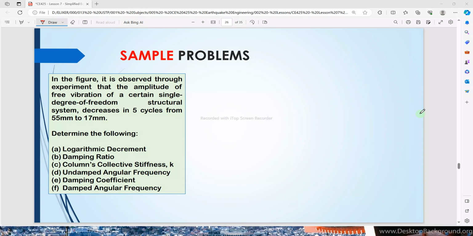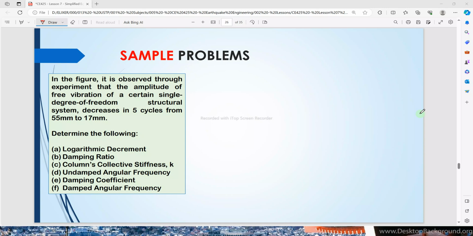Okay, future engineers, we have another problem here. This is also involving a single degree of freedom structure for our free vibration response. In a figure, it is observed through the experiment that the amplitude of free vibration of a certain single degree of freedom structural system decreases in 5 cycles from 55 millimeters to 17 millimeters.